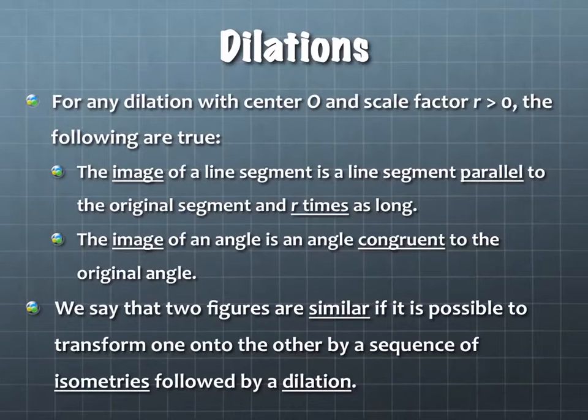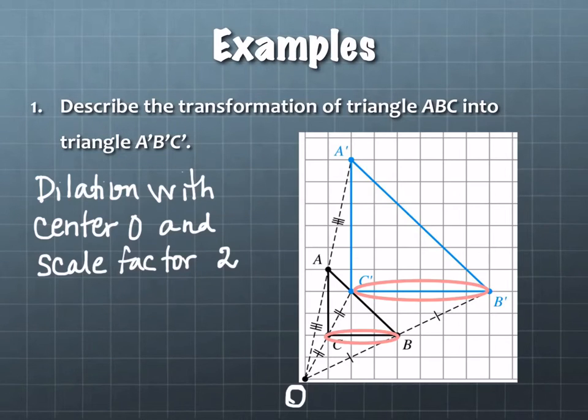For any dilation with center O and scale factor greater than 0, the following are true. First, the image of a line segment is a line segment, parallel to the original segment and r times as long. So I'm going to pause there and go back to the picture to show you what it's talking about. Those ones I circled in pink, they're parallel, right? So that's important. The image better be parallel, the lengths themselves, to what you had before. And it has to be the scale factor times as long. So in this case, r times was 2 times as long.